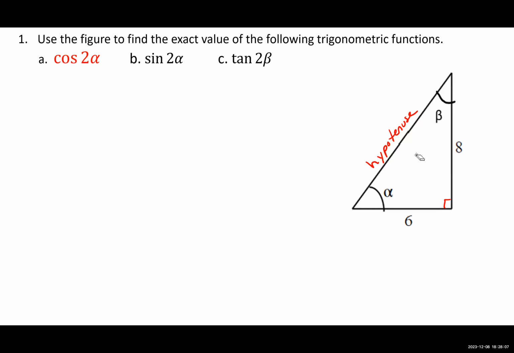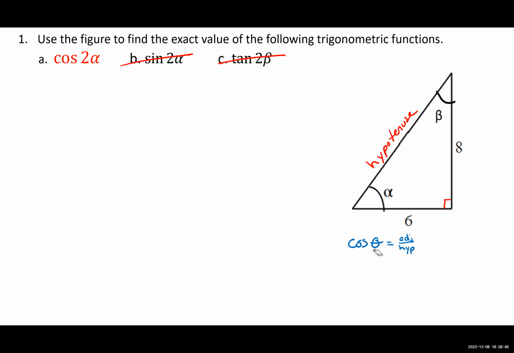Okay, so we'll do B and C later. Let's look at part A. What is the cosine of 2 times alpha? Well, let's just start with our definition. What is the definition of the cosine function? Well, cosine of an angle, I'll use theta, I'll use a different angle here. It doesn't matter, use whatever letter we want. Cosine of an angle is equal to the length of the adjacent side divided by the length of the hypotenuse.